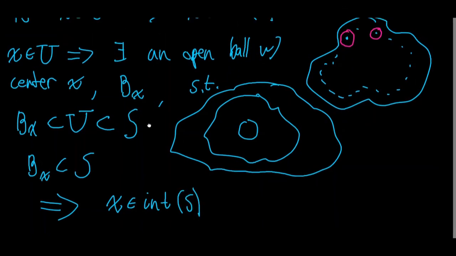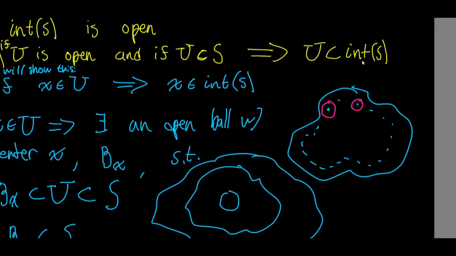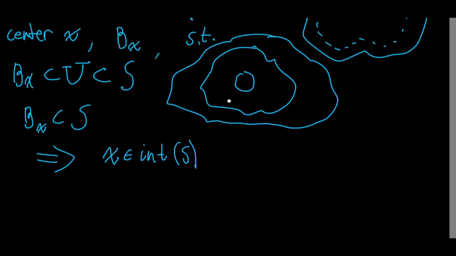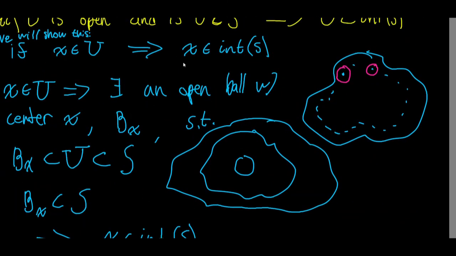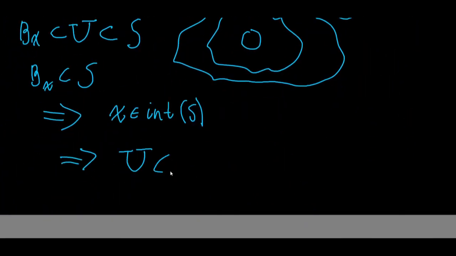And since X is any point in U, we've just shown that any point in U must also be in the interior of S. And therefore, we've shown what we wanted to show, that any subset U that's contained in S and is also open must also be contained in the interior of S.